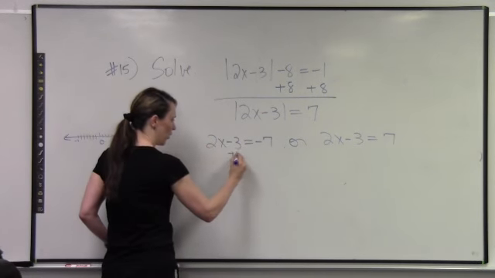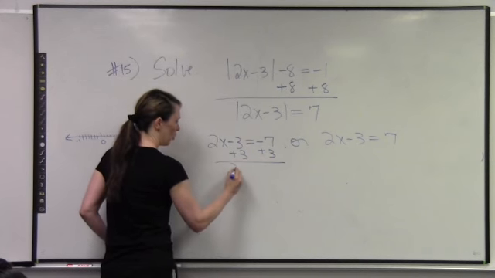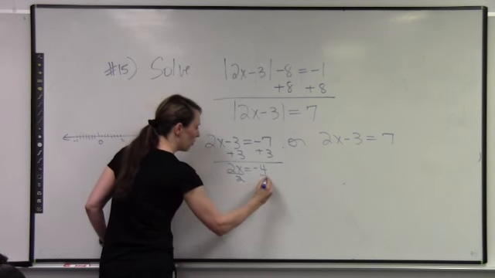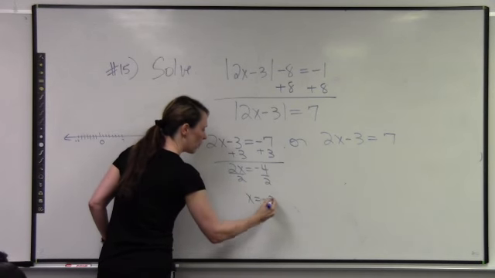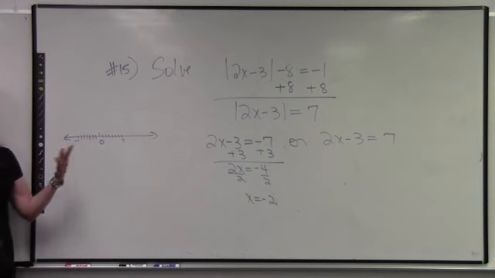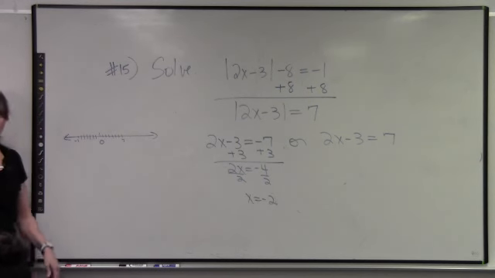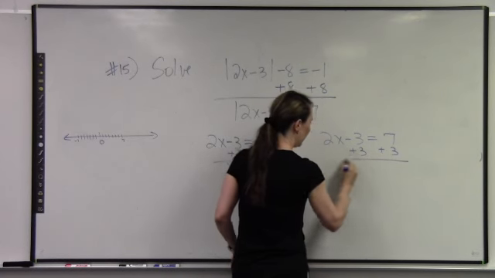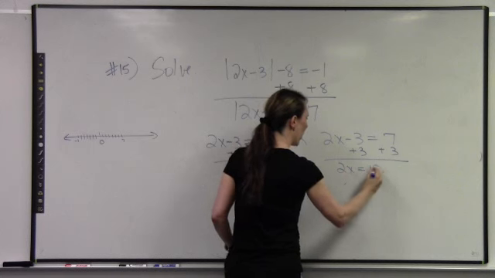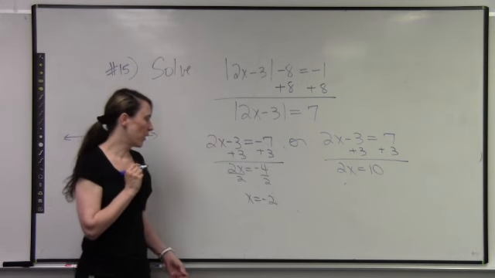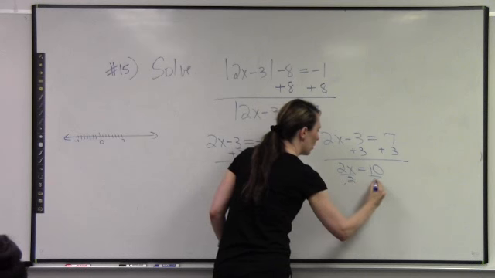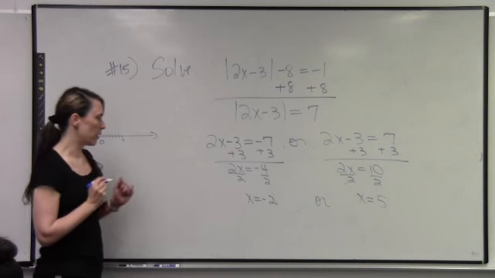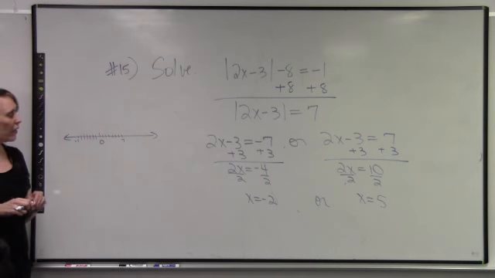If you're looking at this first one, we're going to add 3. So 2x is going to equal a negative 4, and then divide by 2. So x is going to be a negative 2. But we're not finished. Remember, we have another equation that we're going to have to solve. So we're going to add 3. 2x is going to equal a positive 10. From here, we're going to divide by 2. So x is going to be a positive 5. So we're looking at two possibilities, a negative 2 or a positive 5.